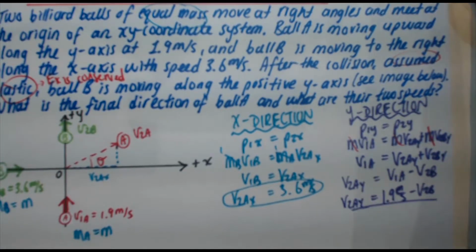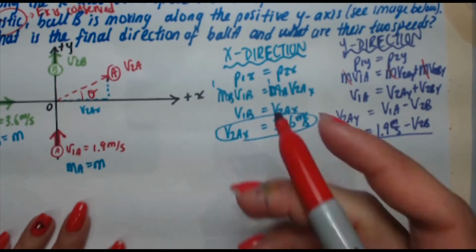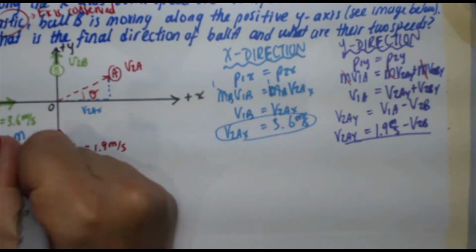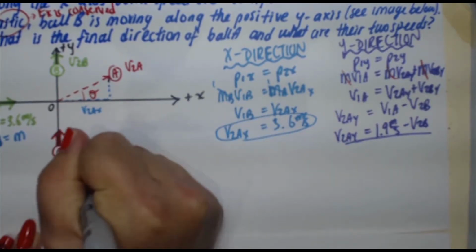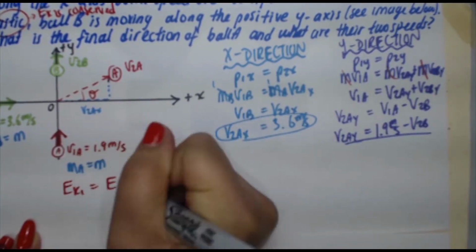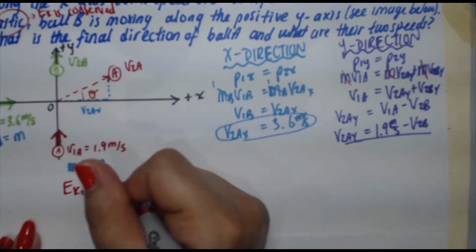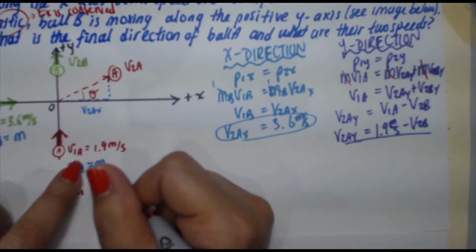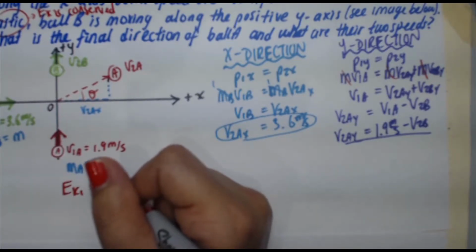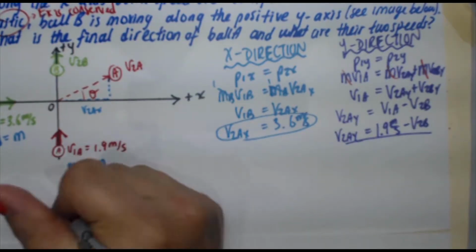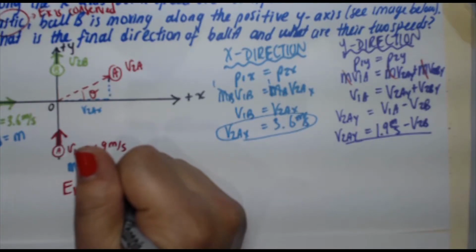I'm going to go ahead and do that on a separate sheet here. Or let's just keep moving down actually. Okay, so because the collision's elastic, we can say EK1 equals EK2. Now remember, energy is a scalar quantity. It has nothing to do with directions. So you can just plug in your speeds as they are. EK1 equals EK2.